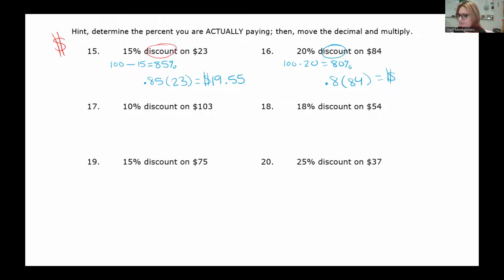And let me know what you get. You get 67.2, but we're going to make it 6720 because money has 2 decimals. So I'm going to set the timer, give you 2 more minutes.